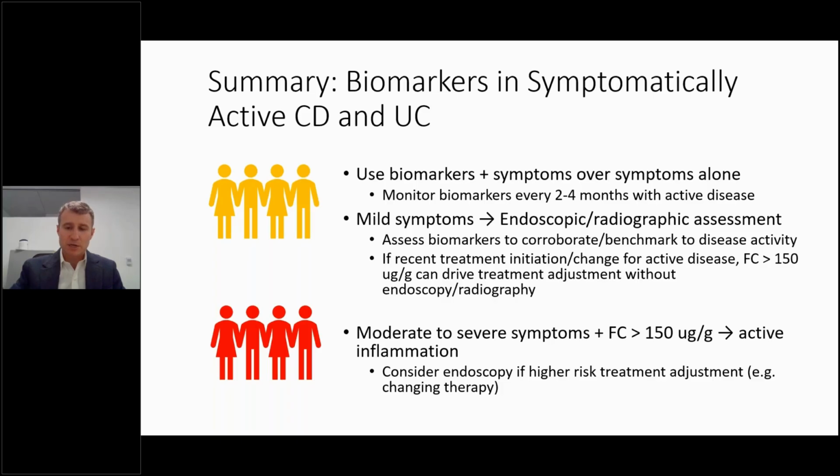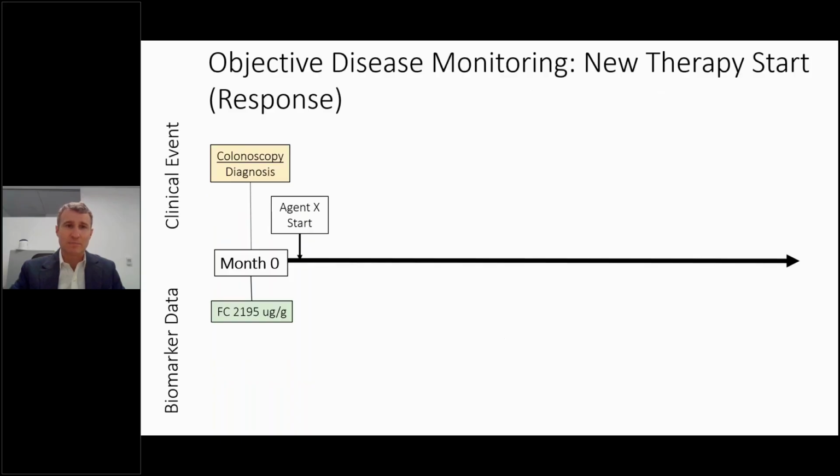The one consideration and asterisk that they put in the guideline is that if your next move with an individual is changing a therapy, something like a high-risk treatment adjustment, stopping a therapy, moving on to a different mechanism, that may be a time to discuss pursuing an endoscopy or radiographic assessment just to confirm, because that is a bigger deal than, say, increasing the dose of infliximab or adalimumab compared to changing therapy. So let's walk through a paradigm in terms of actual implementation of a biomarker monitoring strategy.